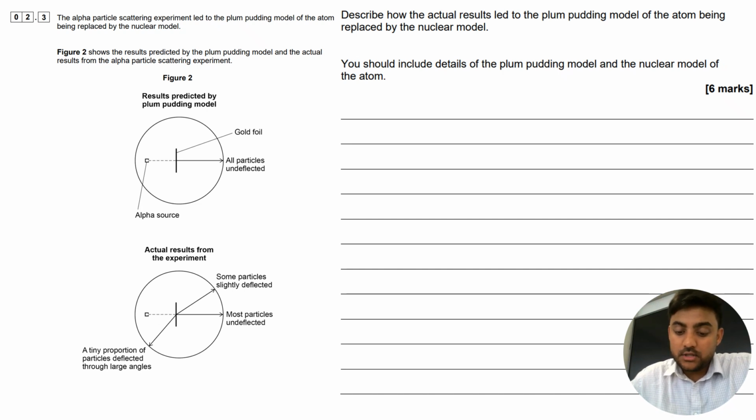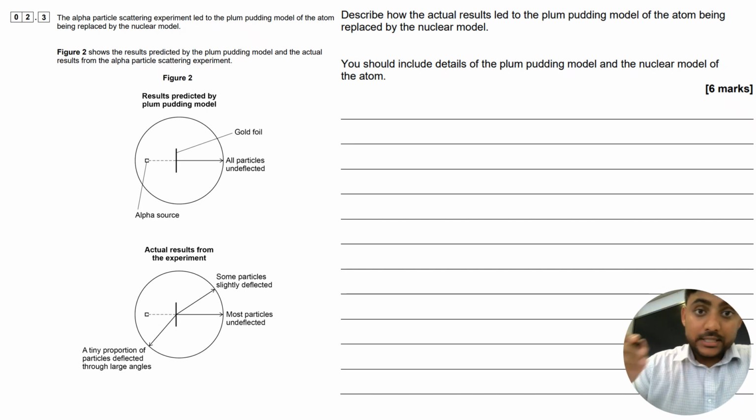This question asks you to describe the results of the experiment and talk about the plum-pudding model and the nuclear model. You have to describe both types of models and what happened in the experiment. So it's a massive 6-marker. It's not judged on the complexity of your answer. Instead, in this question, it's judged on how much information you can include.